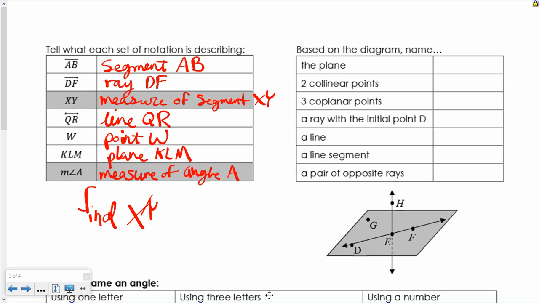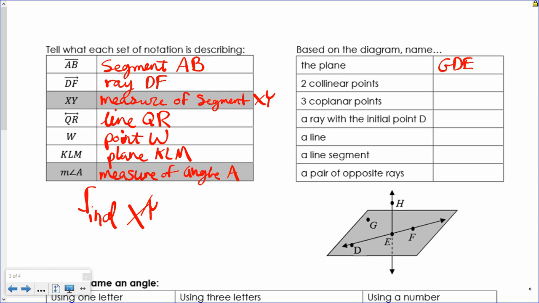Okay, so for example, G, D, E. We've done D, E, F, F, E, D, F, G, E, whatever order you want. Right? You need at least 3. You could have used all 4 if you had wanted to, but you need at least 3 points to name a plane.